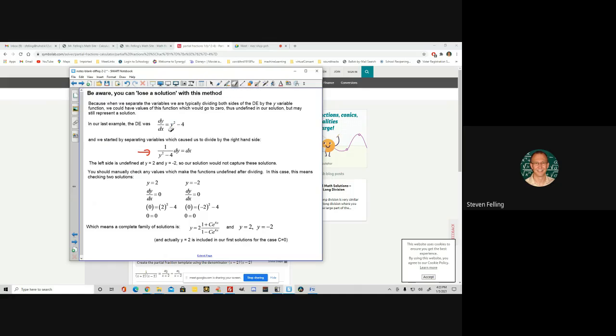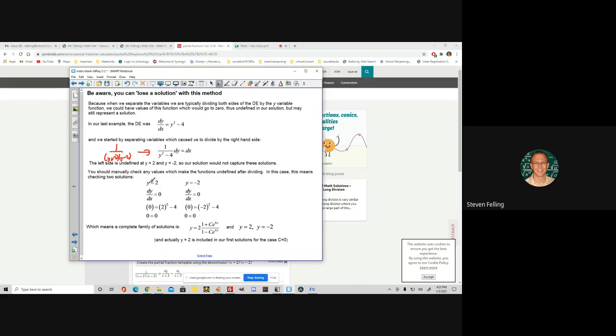Because over here, any y value is okay in the original differential equation. But with our separation here, since this can be factored into y is 1 plus 2 over 1 minus 2, there are two values, y equals 2 and y equals negative 2, where our transformed equation actually is undefined, right? So our solution will not capture those particular cases. So if there are any places where after you've rearranged your equation, you could divide by 0 or anything else that would cause something to be undefined, you should manually check those values. That means checking the two solutions.